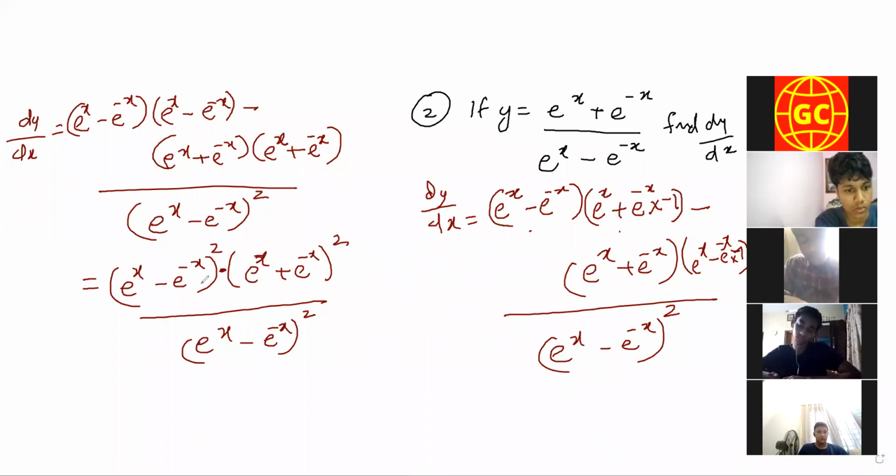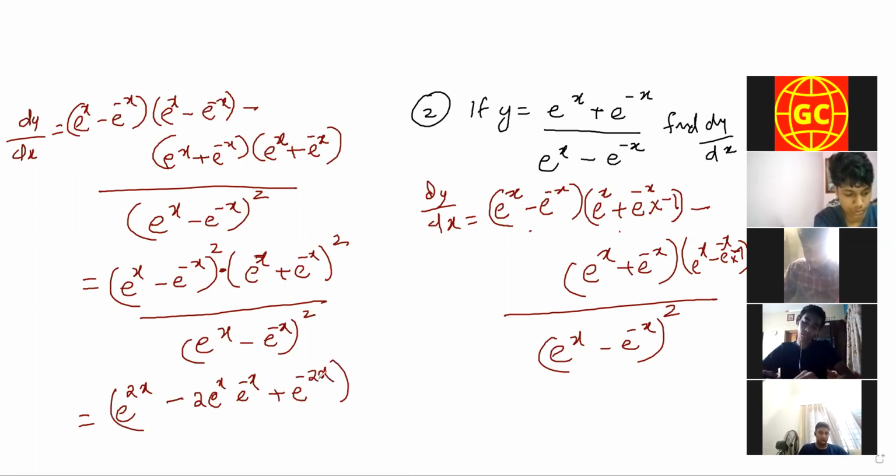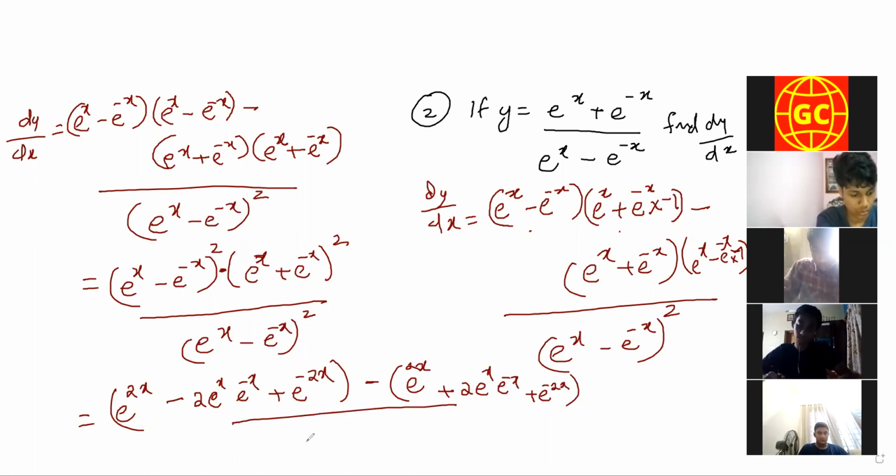This is a minus b the whole square. That is a square minus 2ab plus b square. Then this is a plus b the whole square, that is a square plus 2ab plus b square. Just apply and see whether you are getting e raised to 2x minus 2 e raised to x e raised to minus x plus e raised to minus 2x, minus, this is a plus b the whole square, e raised to 2x plus 2 e raised to x e raised to minus x plus e raised to minus 2x, the whole divided by e raised to x minus e raised to minus x the whole square.